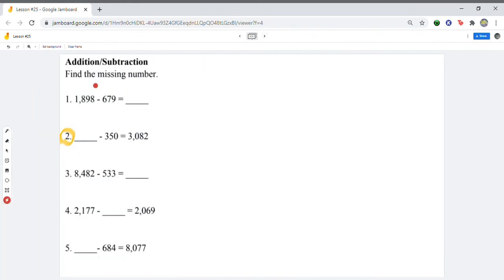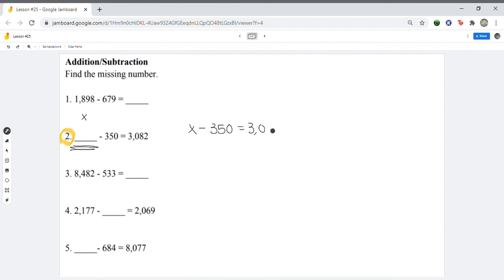Now the final section we're going to go over is addition subtraction. So we're just going to go over number 2 over here. So over here I like to place x for the unknown, since we don't know what this number is going to be. So I'm going to replace it with an x. Since x minus 350 equals 3,082.